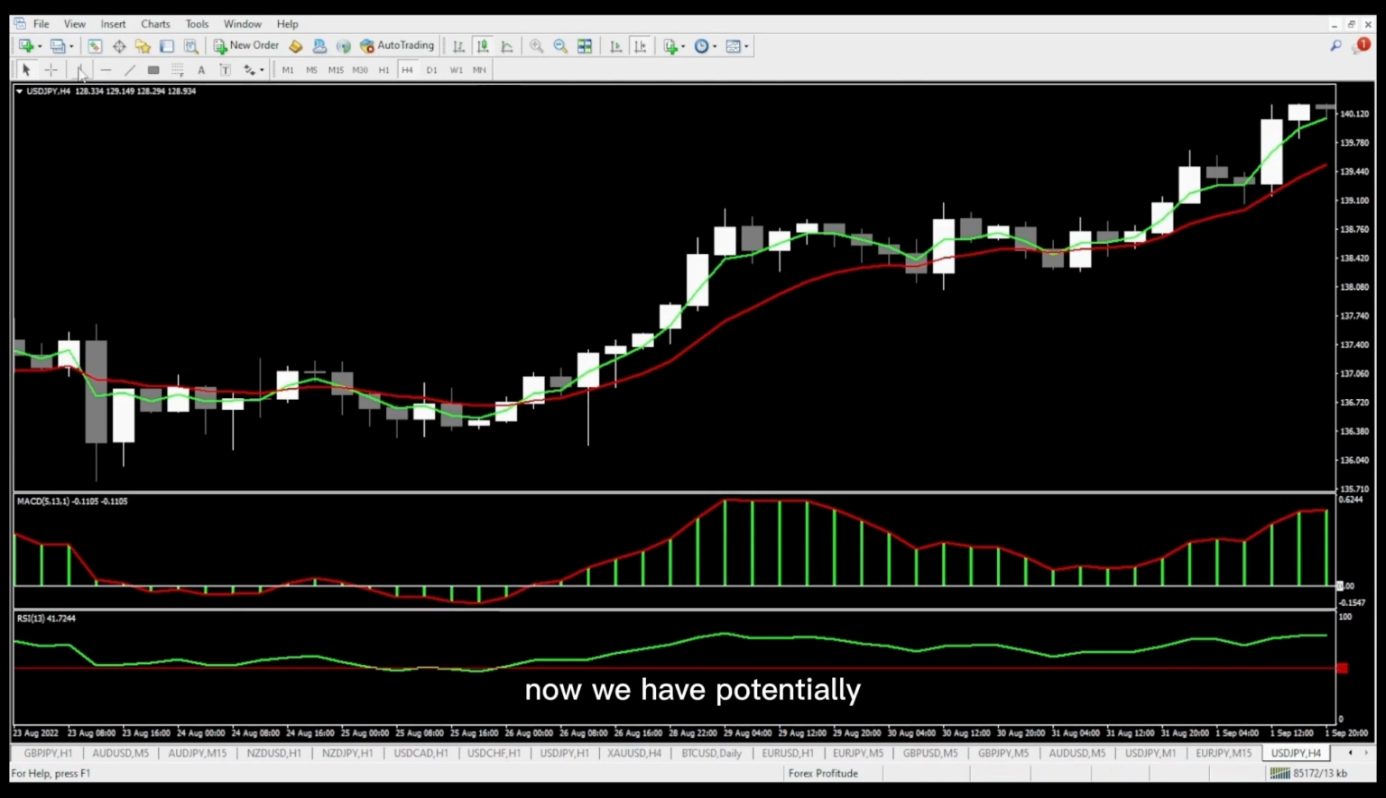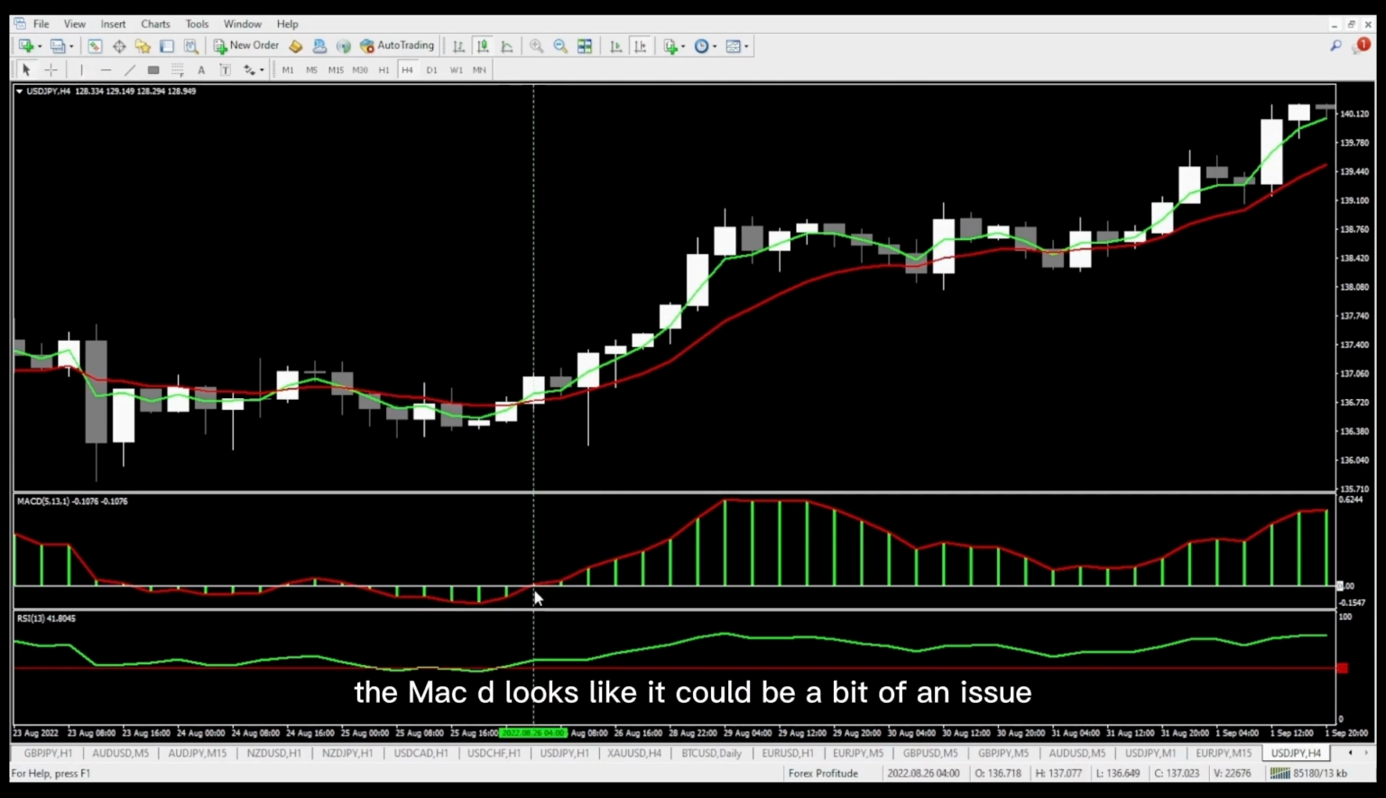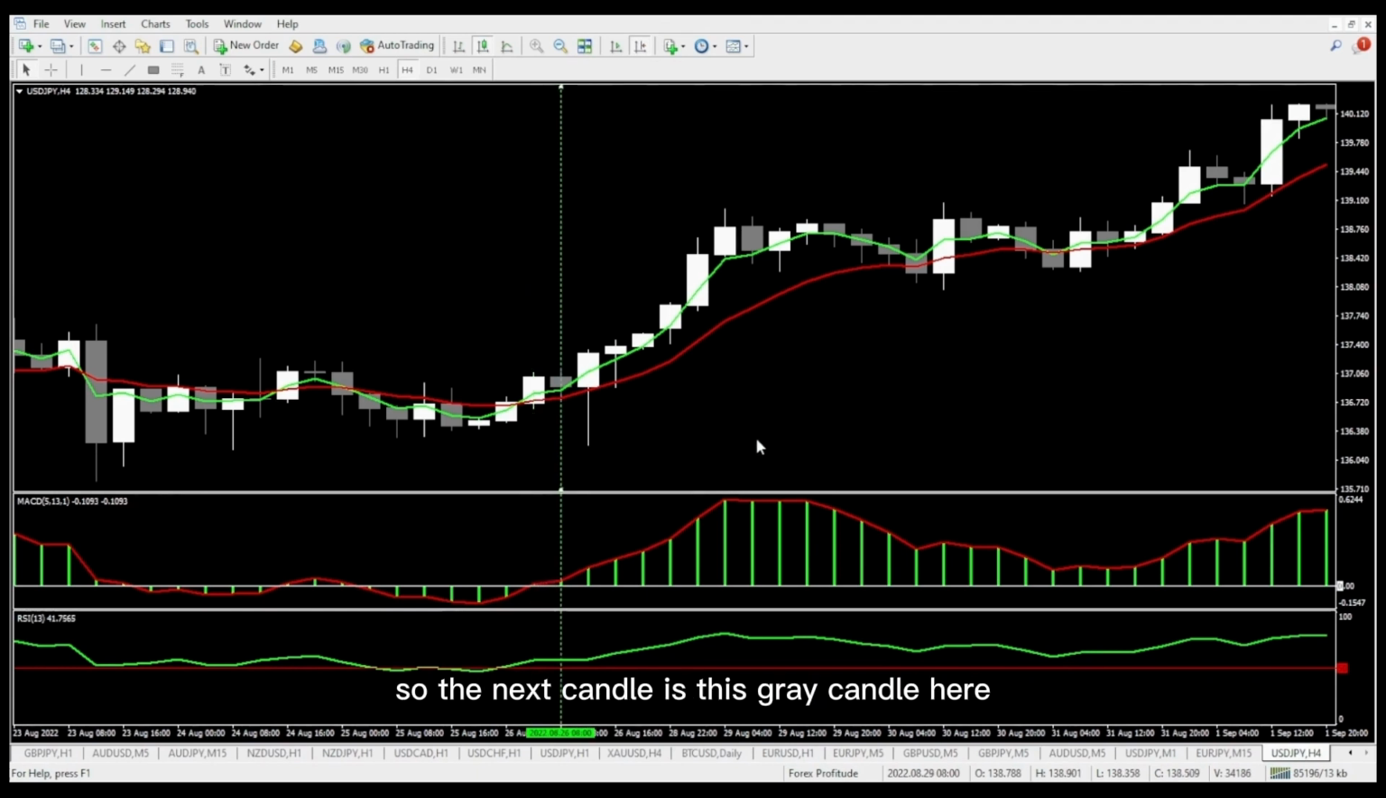Now we have potentially a signal to go long here, but again, the MACD looks like it could be a bit of an issue. We have the 3 above the 10, we've got the RSI above the 50, but that MACD could be on the 0 line. So the next candle is this gray candle here.